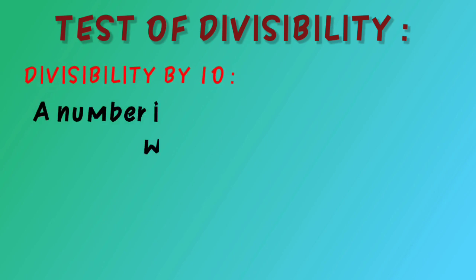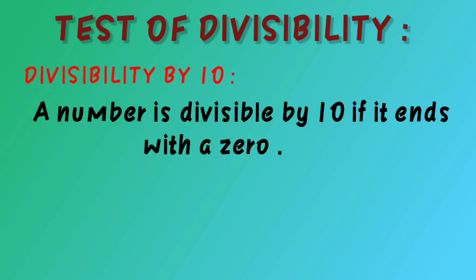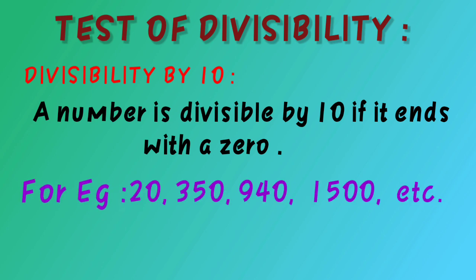Next, divisibility by 10. A number is divisible by 10 if it ends with a 0. अगर कोई नंबर 0 से एंड होता है तो वो नंबर 10 से डिविजिबल है. फॉर एग्जाम्पल 20, 350, 940, 15,000 एक्सेट्रा. जो भी नंबर 0 से एंड होता है वो 10 से डिवाइड हो सकता है.